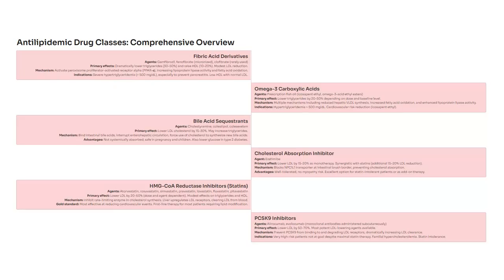That is monoclonal antibodies administered subcutaneously. So they lower the LDL by about 50 to 70%. And it's the most potent LDL lowering agents available. They're only indicated for very high risk patients, not at goal no matter what you've done with your statins, or with familial hypercholesterolemia, or if they have a statin intolerance. So these are not just the ones that you're going to go to first.